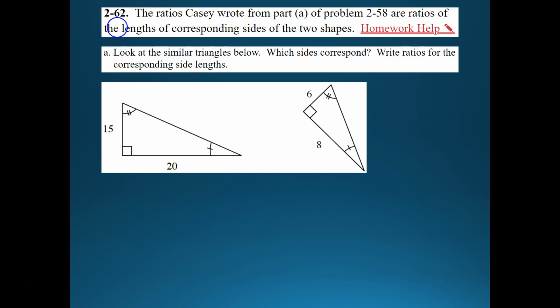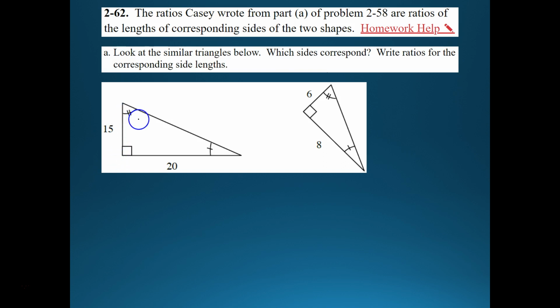Hello everyone, so this is the class prep video for solving 2-62. For this one, the ratios Casey wrote from part A of problem 2-58 are ratios of the lengths of corresponding sides of the two shapes. We have these two triangles, and we know that they are similar. Looking at these similar triangles below, what sides correspond? And after we identify that, we want to write the ratios for the corresponding side lengths.